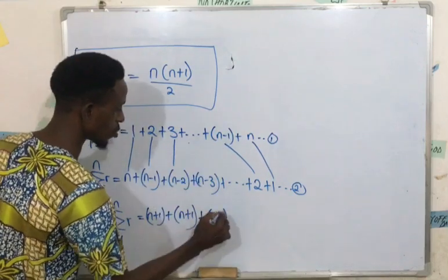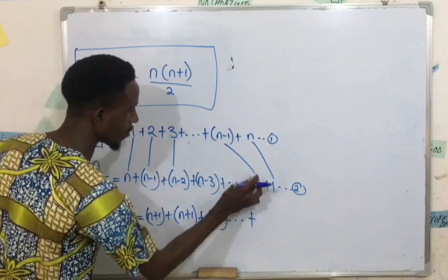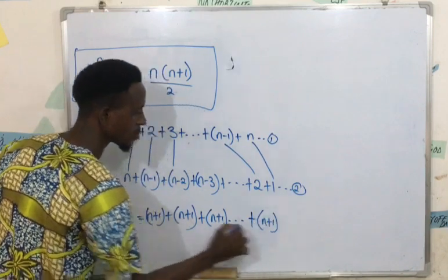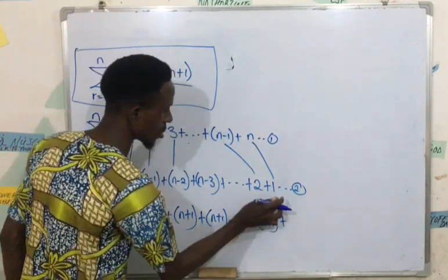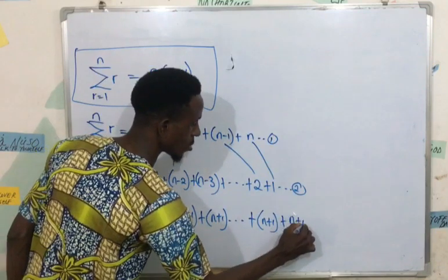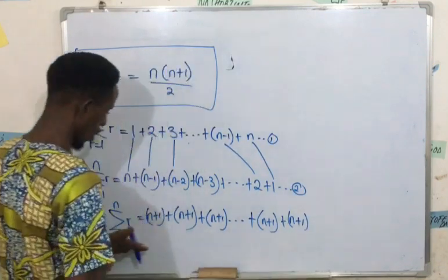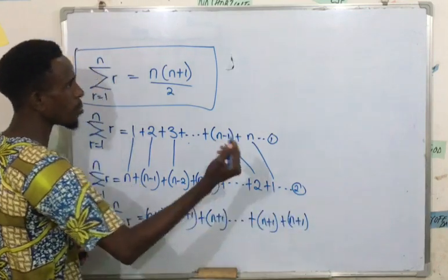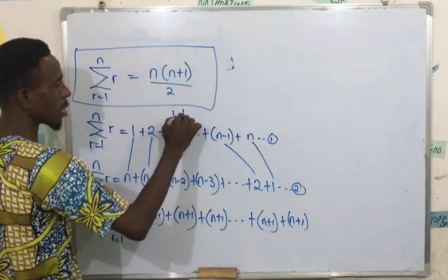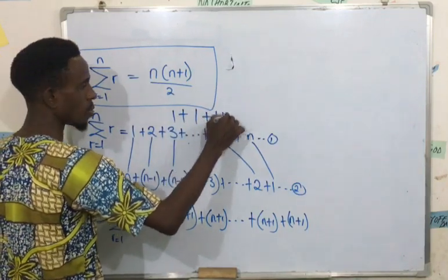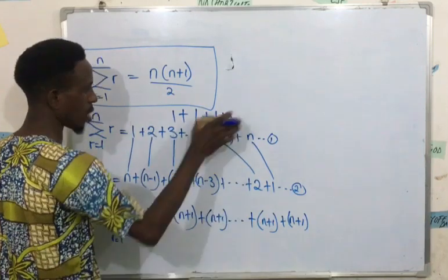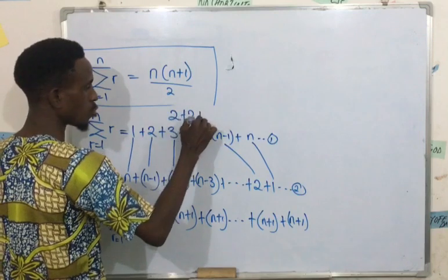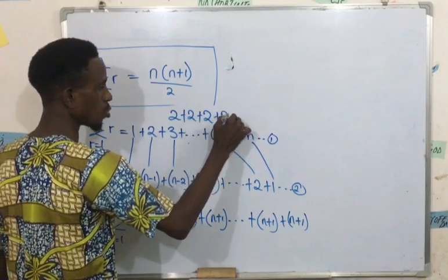So if I continue here, it will continue till I have n minus 1 plus 2 is going to be n plus 1. And this last one now is going to be n plus 1. So you see, everything here is n plus 1, n plus 1, n plus 1 till the end. But remember, I can have something like this. I can have, let me use something like this, 2 plus 2 plus 2 plus 2 plus 2.